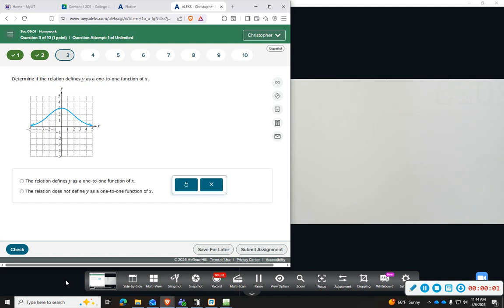All right, number 3, we want to determine if the relation defines y as a one-to-one function of x. So it does pass the vertical line test. However, this top portion, if we were to draw a horizontal line across, it would touch the graph twice, so it fails the one-to-one test. So the relation does not define y as a one-to-one function.